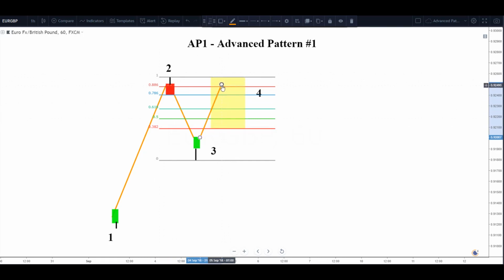So this entire zone you see is where this market can close, where this market can turn around and head down. And as long as we have that rule met, then it's a valid point number 4. So let me give you some examples of what would and would not be a valid point number 4. Move this out of the way.